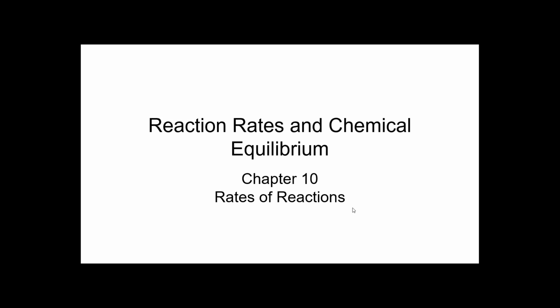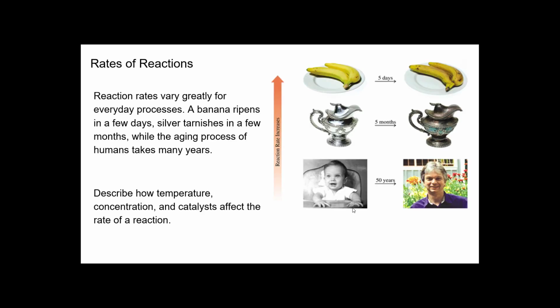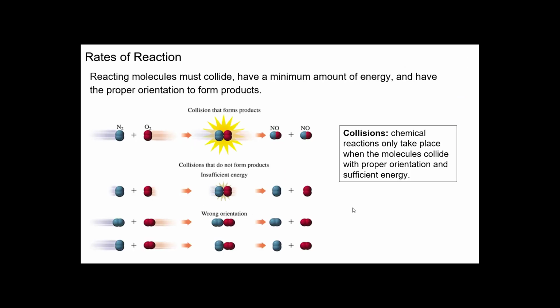And the first section is reaction rates and chemical equilibrium. So rates of reaction, everything has a rate to it. For instance, we grow older over a slow rate of time, while some things are a lot faster. For instance, food goes bad very quickly. And here's an example of silver tarnishing, and this can take place over 5 months. Everything has a rate to it, and we're going to take a deeper look into that.